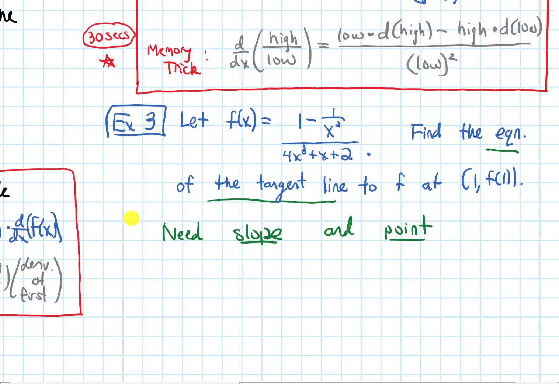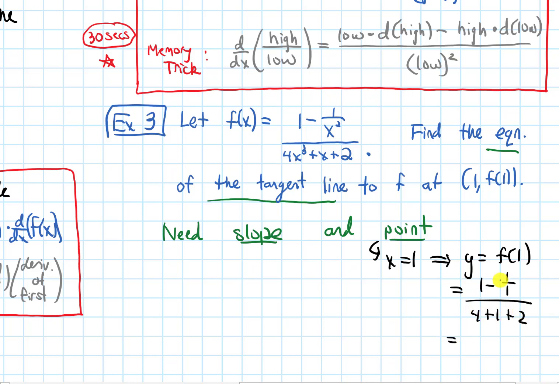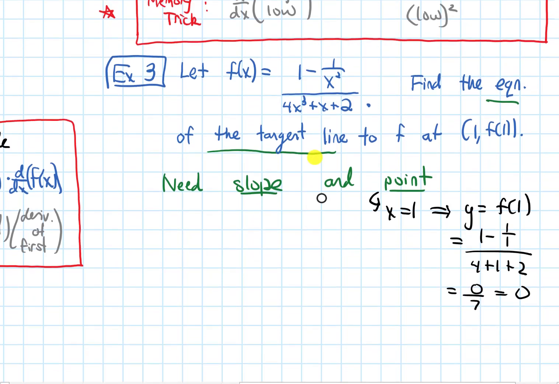For the point, it tells me the point that I want the tangent line to be at. The x-coordinate is 1, and the y-coordinate is f of 1. So let's work out what f of 1 is. If I plug 1 into this function, I'll get 1 minus 1 over 1 on the top, over, on the bottom, 4 plus 1 plus 2, which is 0 over 7, which simplifies to just 0. So the x-coordinate of my point is 1, and the y-coordinate is 0.